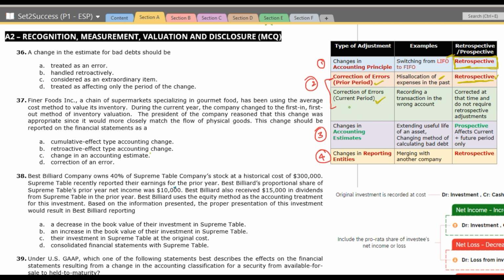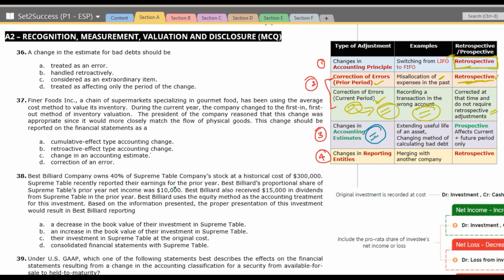Now, correction of errors in the current period. If it is in the current period, you don't have to go back to your financial statements. The current year is corrected at that time only, and it does not require any retrospective adjustment. The error can be recording a transaction in the wrong GL account. So it is a current period error corrected in the current period only. For the prior period, you have to go back to your financial statements and restate, because it is retrospective treatment.